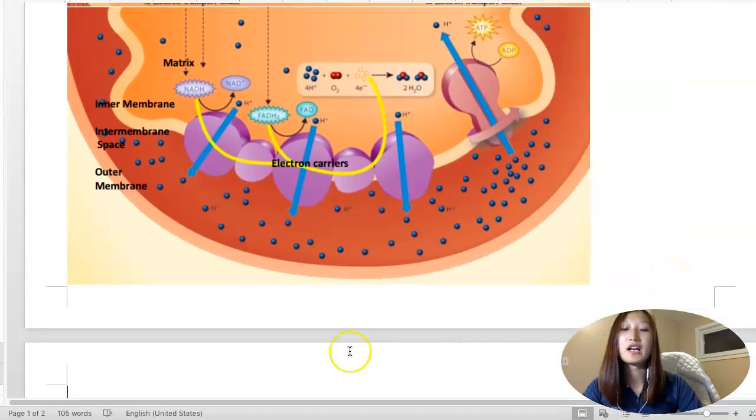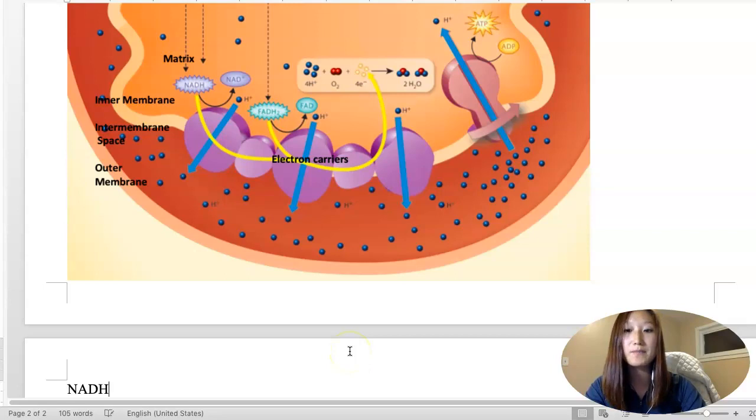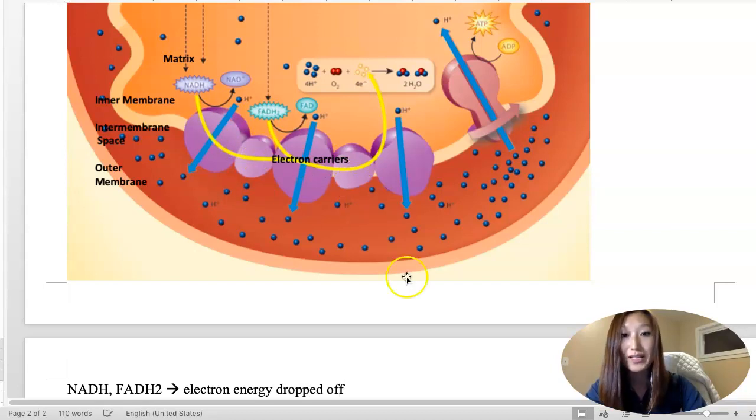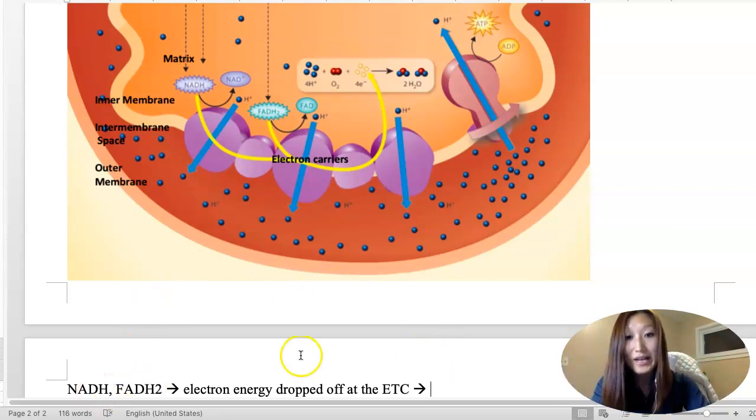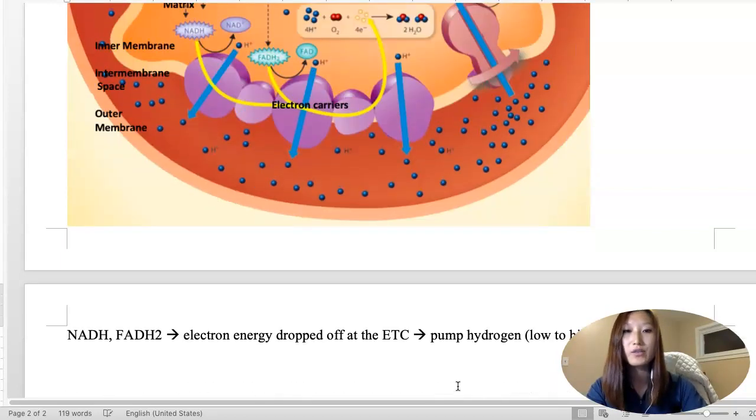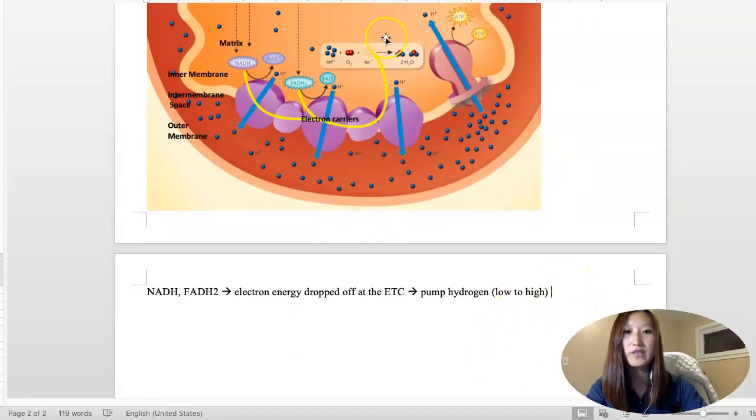So I'm going to write down the process of this energy transfer. We have NADH and FADH2 that has energy, right? It's going to transfer this electron. This electron energy gets dropped off, right? They get dropped off into the electron transport chain, the ETC. All right. So as these electrons are losing energy, this is the energy transfer process, what I'm trying to say. As these electrons are losing energy, the energy gets used to pump hydrogen from low to high, right? So we're going from low concentration to high concentration, from the mitochondrial matrix to the intermembrane space.